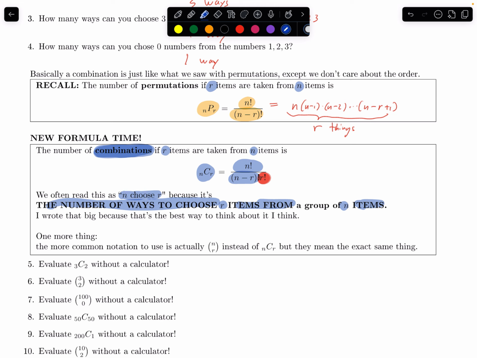Or let's say I have 10 things. How many ways can I choose, whatever number you want to choose, 4 items from those 10 things? Or 5, or whatever it is. But the number that you're choosing has got to be smaller because you're choosing from the bigger set, right?